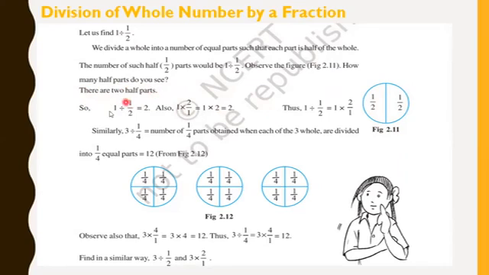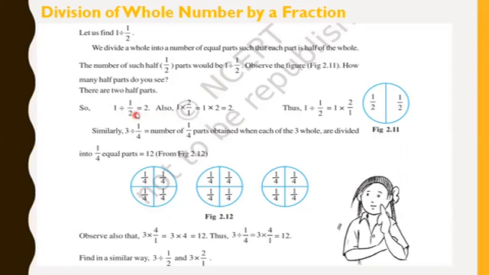There are two half parts. So 1 divided by 1 by 2 equals 2. Also, this 1 divided by 1 by 2, when given in the diagram, we get this. So normally how will we do it? First you have to say 1 divided by, and for this you have to write the reciprocal. Reciprocal means you just have to flip it. So the reciprocal of 1 by 2 is 2 by 1.